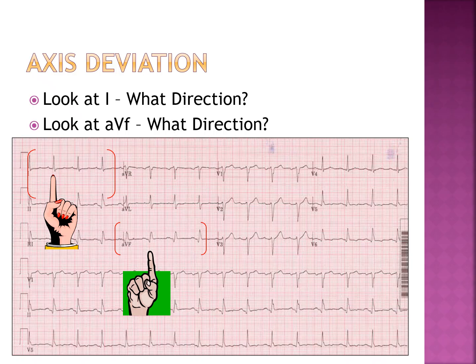If both fingers are going up, I have a normal axis. Okay, so if the QRS complex is going up in both of those, I have a normal axis.